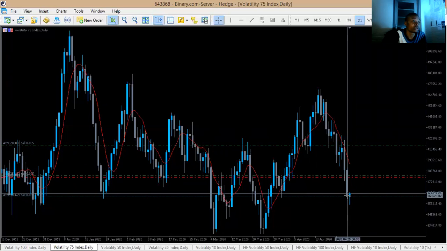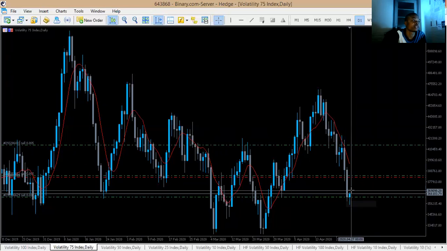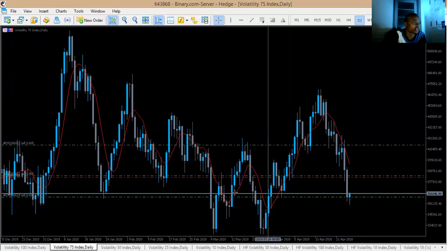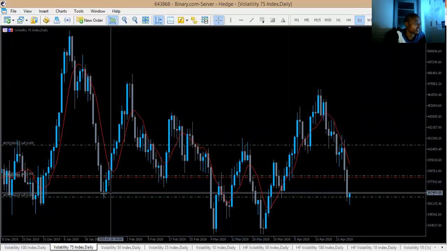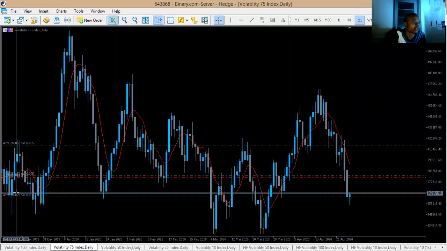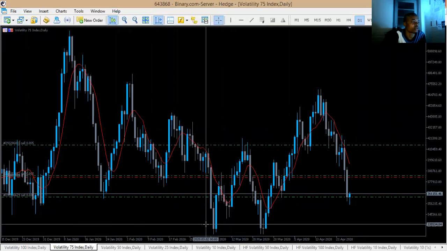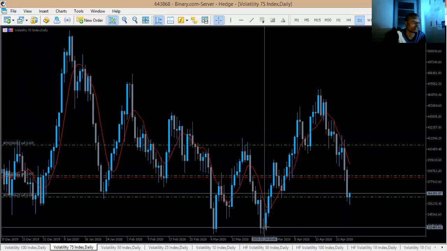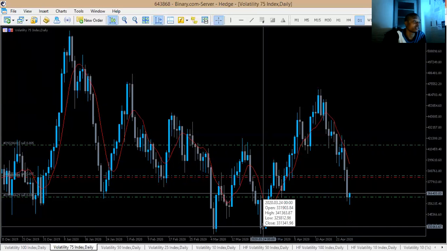Took another short when it closes here, took another short position, and as well as broken these zones. See, these are sensitive areas. So it's sort of a breakout retest, because I'm expecting it to come somewhere here. This is where I'm expecting it to come. This is my TP, take profit. So I'm gonna see how it's gonna work out.